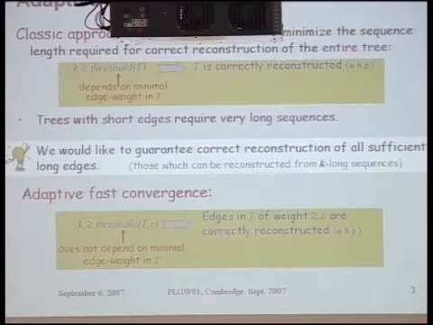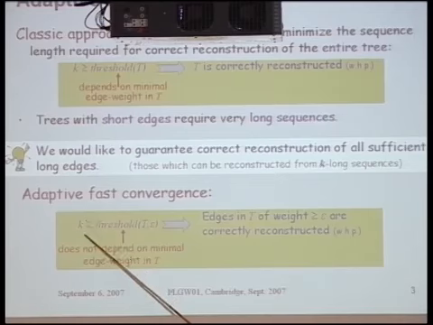So we thought of a generalization of fast convergence, which we call adaptive fast convergence. May not be the optimal name, but that's at least a temporary name. And the essence of this and what the algorithm is actually capable of guaranteeing.